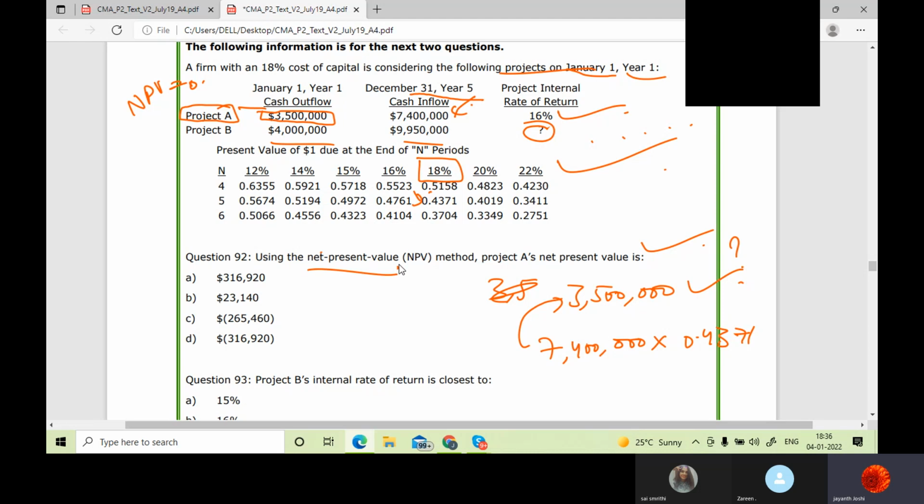What are you getting? 2,65,460. That's negative or positive NPV? Negative. It's a negative NPV, of course, because your present value of inflows is less than outflow. So this is your answer. You can check it backside and then you find out the project B's IRR. I'm waiting for that.